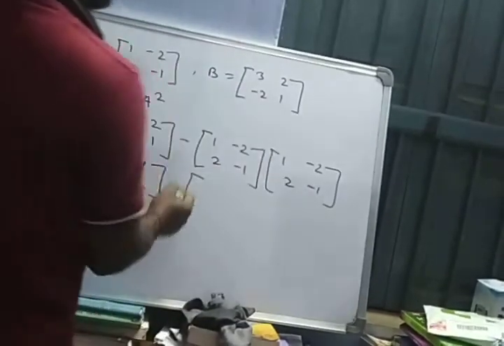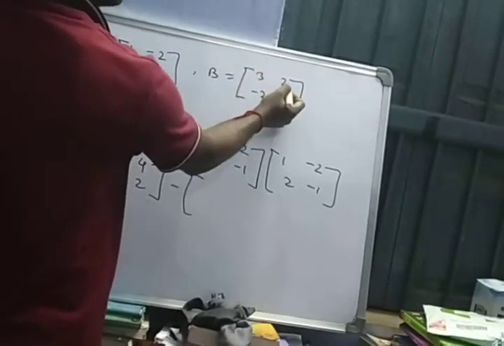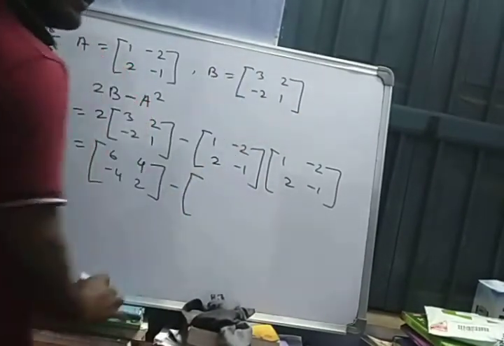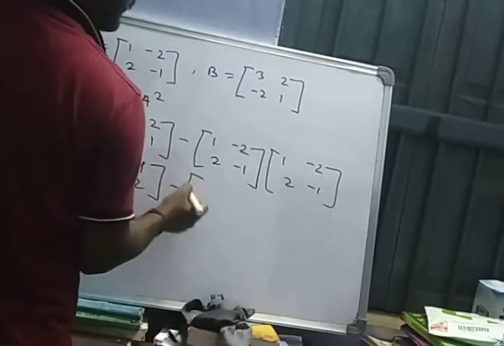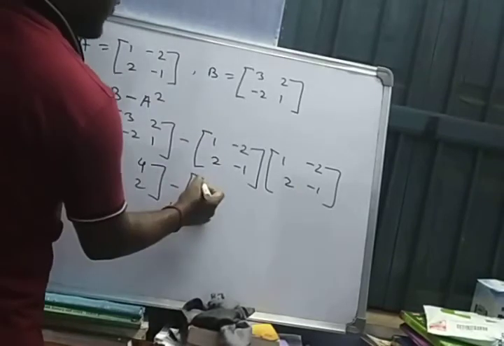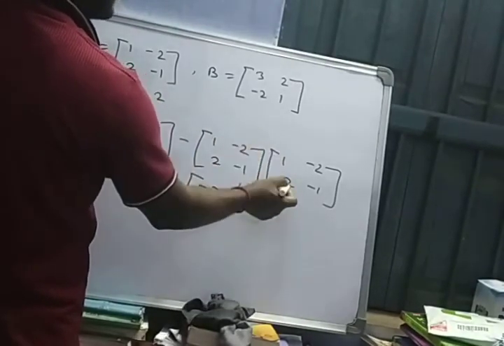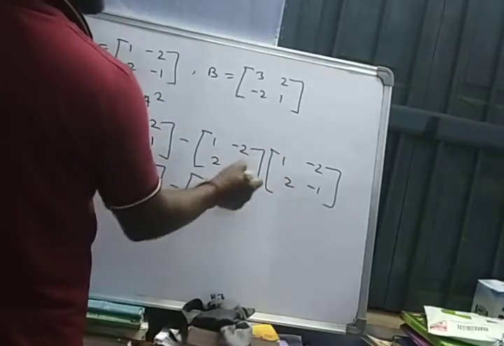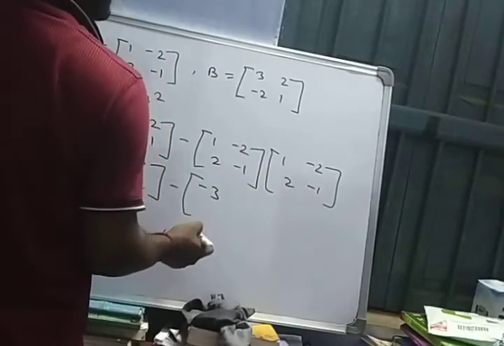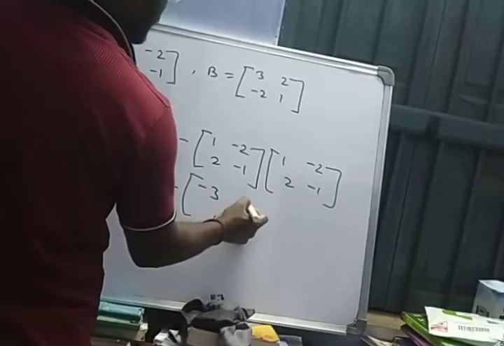In matrices, A square does not mean the square of each element. Some students will think it is the square of the elements, but this is totally wrong. A square means A into A. Now multiply this. 1 into 1, 1, 1 into 1, 1, 2 into minus 2, minus 4, that is minus 3. I am doing it directly. 1 into 2, minus 2, 2 into minus 2, plus 2, 2 into minus 1, plus 2, that is 0.